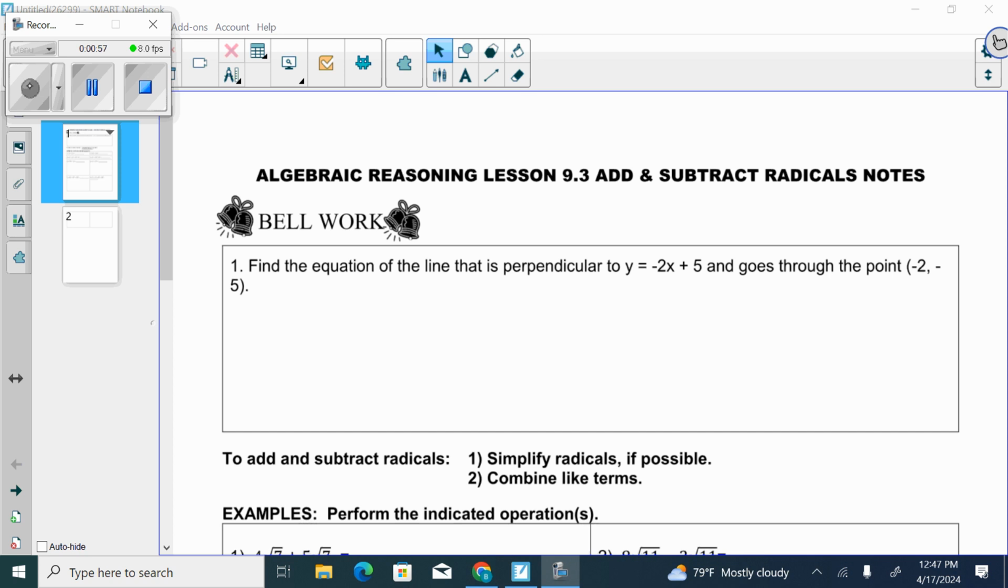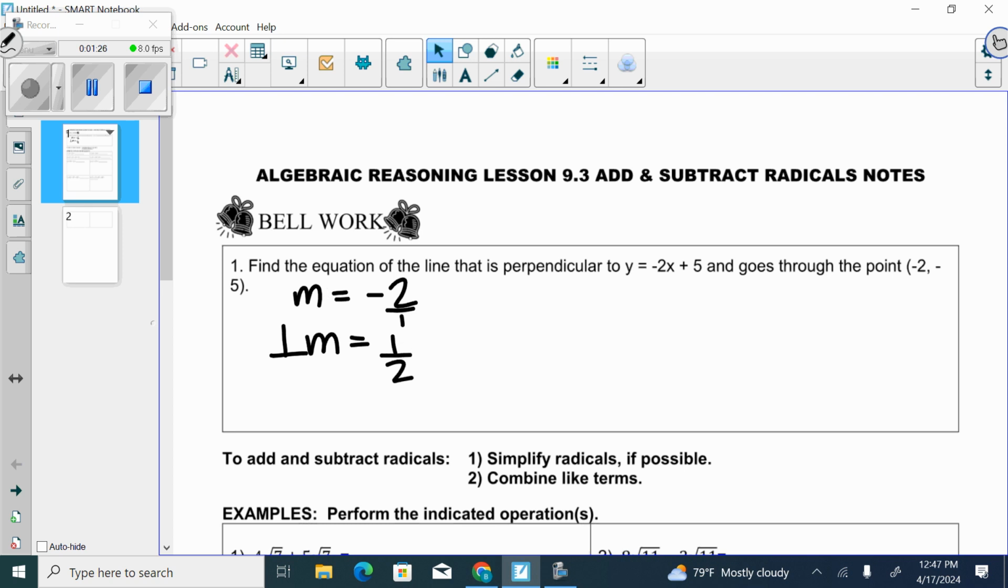So currently, my slope is negative 2, right? I want the slope that's going to be opposite to that so that it'll be perpendicular. So what's the opposite of negative 2? Positive. You're right. We do need to change the sign. I also need to flip the number over. Currently it'd be negative 2, which is the same as negative 2 over 1. So it'd be positive 1 over 2. I change the sign and I flip it over to make it opposite. Okay. So now I know what my slope is going to be.